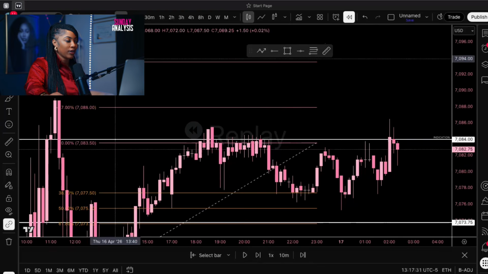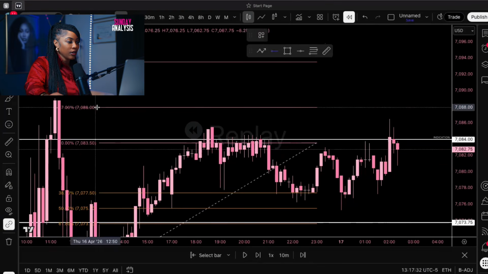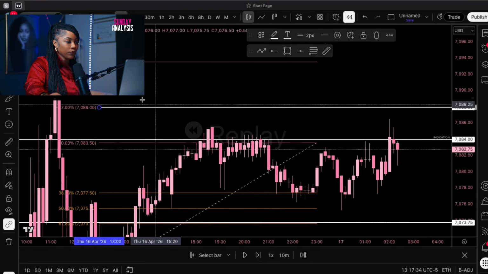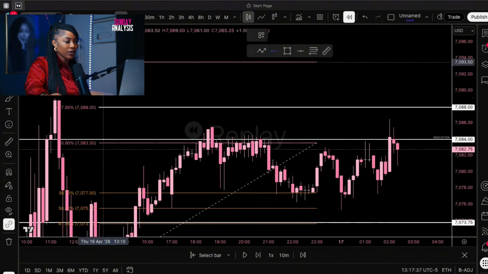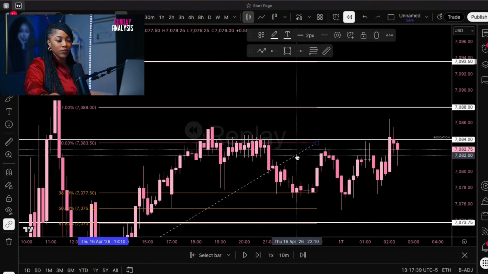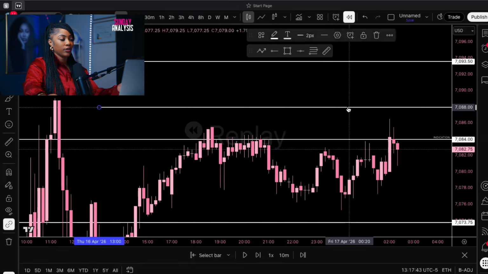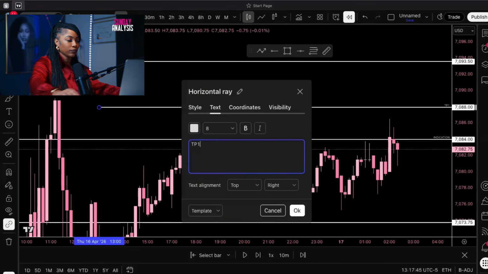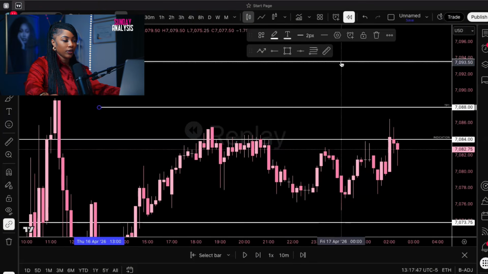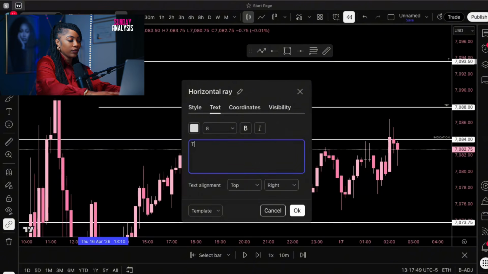So I'm going to go ahead and mark out my TPs. My TP will be right here, and it will also be right here. Because mind you, this Fibonacci measurement was based on the 1-hour. So right here would be TP1. And right here will be TP2 on my fib tool.